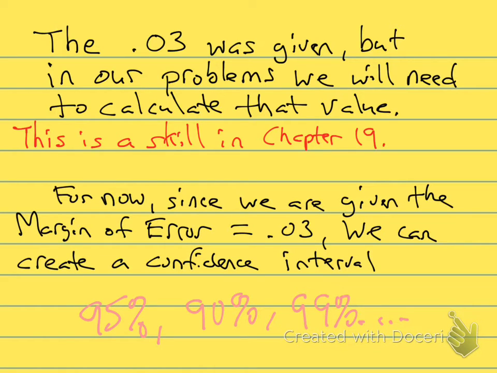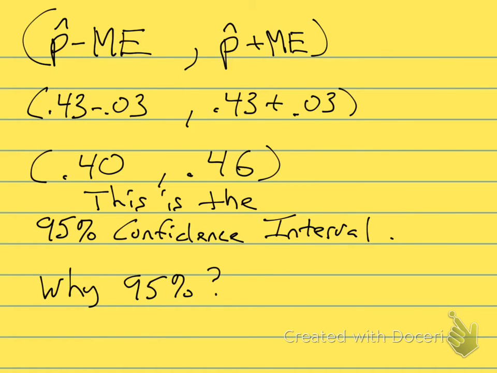So for now, since we're given the margin of error, we can create the confidence interval. That confidence interval is going to be your p-hat minus the margin of error and your p-hat plus the margin of error. And so this is our confidence interval. So we're saying we're 95% confident that the true population proportion will be within that interval.